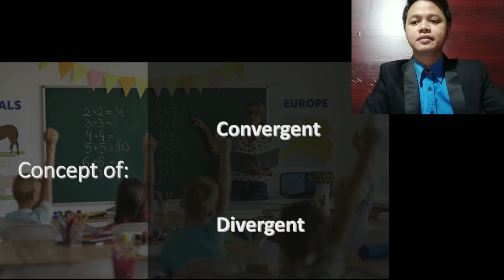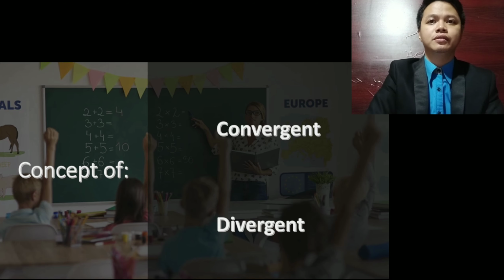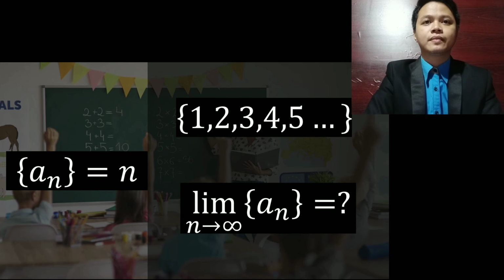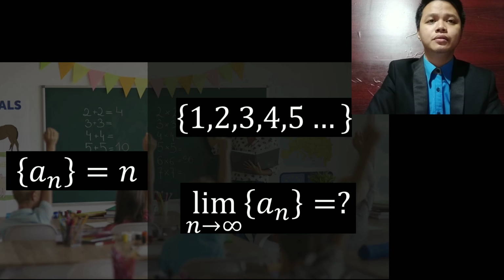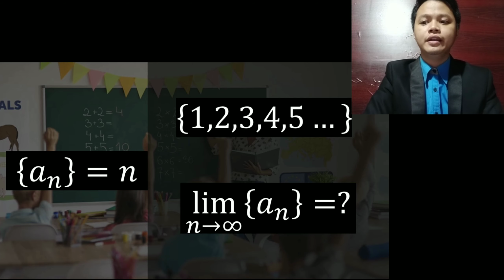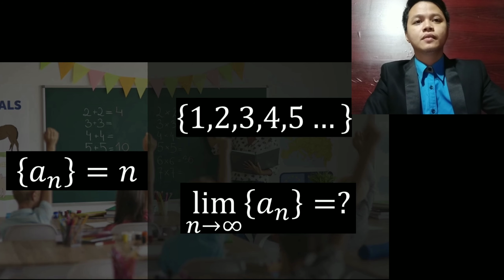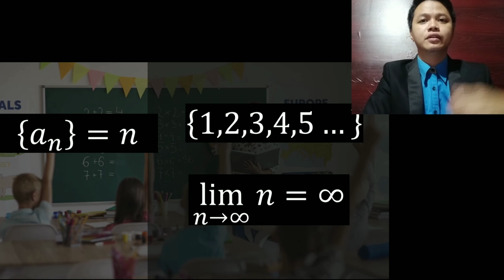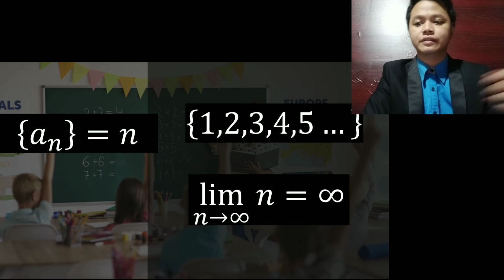Now, let us take a look at the following example. This is a sequence. Given the sequence, the first term is 1, the next term is 2, the next term is 3, and so on. Now, we want to find out what the sequence does when the limit approaches infinity. If you take a look at this sequence, it is approaching infinity, therefore the sequence is divergent.